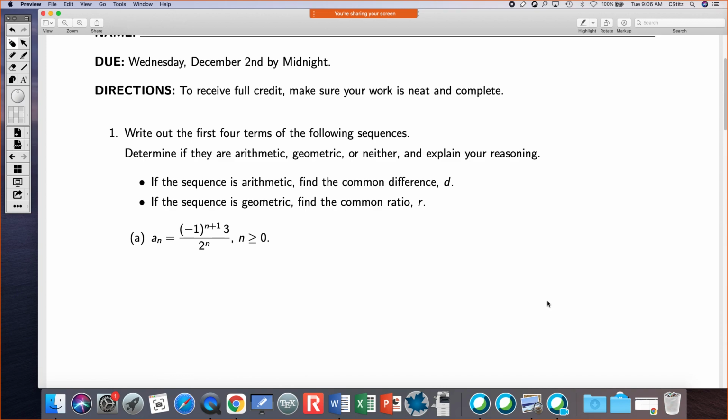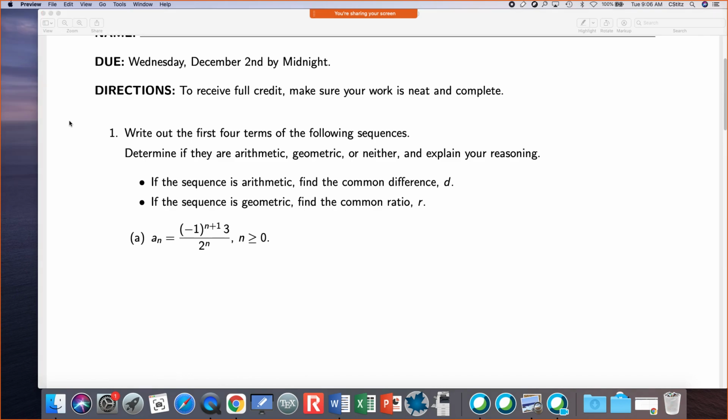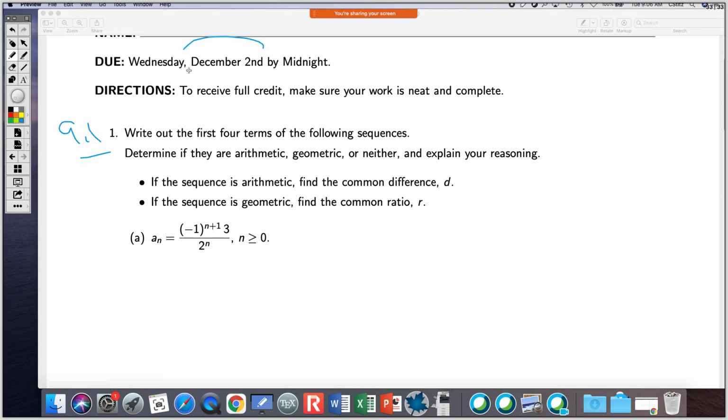All right, so number 1, this is all section 9.1. So look at that. We're into December already. Where did the time go?